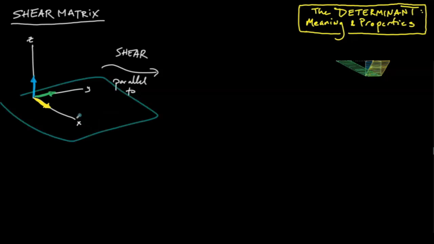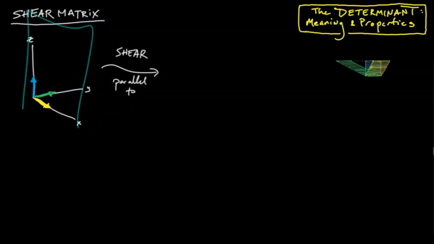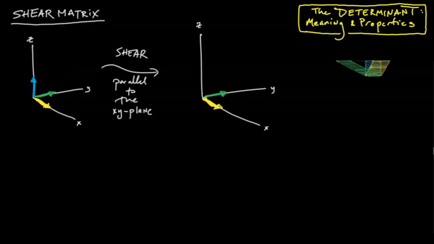In other words, the xy plane or the yz plane or the xz plane. Let's do a shear parallel to the xy plane. Well, the way this works is that the standard basis vectors that lie in that plane remain fixed. When we're doing a shear, only one standard basis vector is going to get moved. So in this case, it'll be the one along the z-axis.